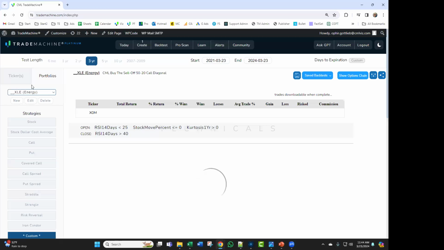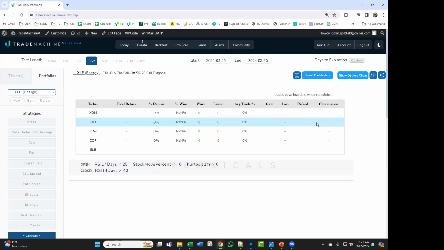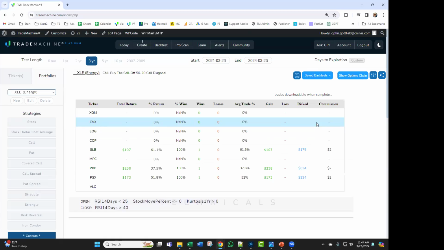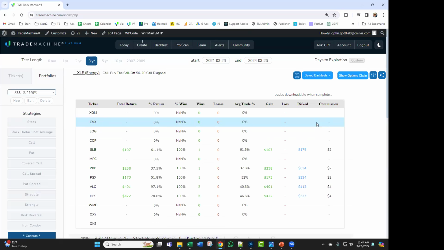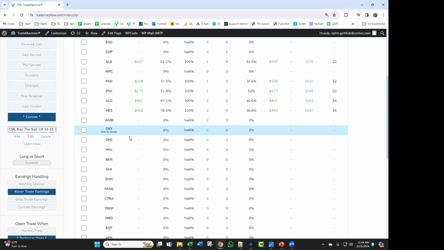Okay, here comes the portfolio test of energy for buy the sell-off. Something that did work in the QQQ, the NASDAQ 100 that I showed last time, did not work in financials, at least for me, but does work in energy, which actually makes sense, especially with some of these mega caps. It doesn't happen very often. 7 wins. Actually, that shouldn't be the case.